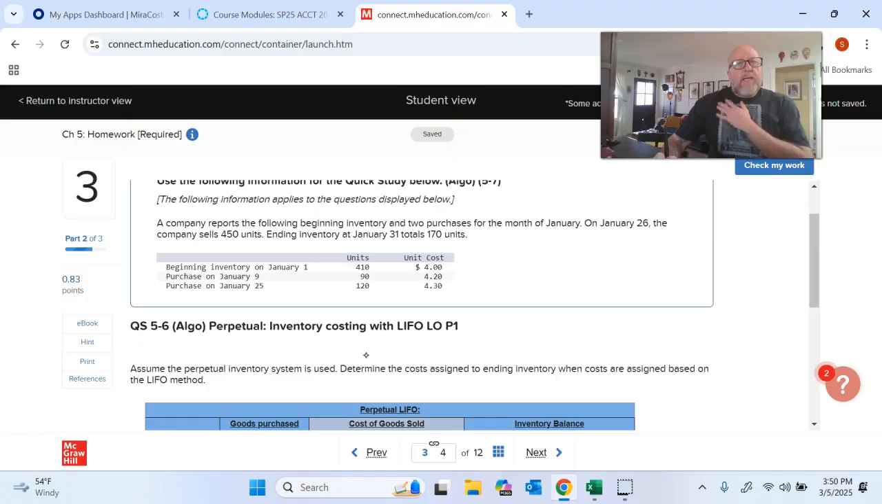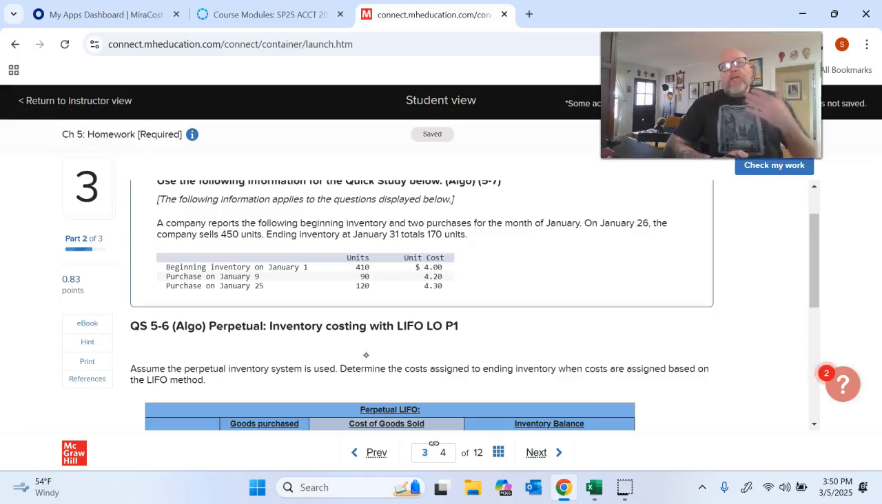So it's the same data, okay? Actually, it looks like it's a little bit different. In this particular example, we have 400 units with a cost of $4. Then on January 9th, we purchased 90 more units for a cost of $420. So I always crack up about that number. Anyway, and then we purchased 120 units on January 25th for a cost of $4.30.